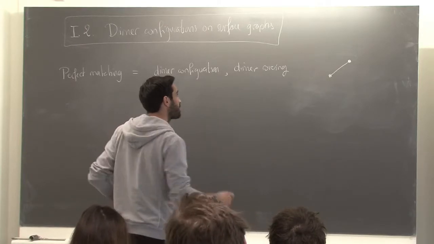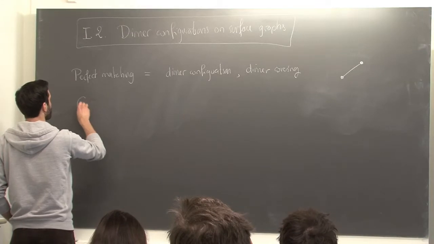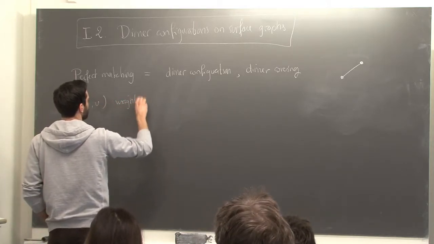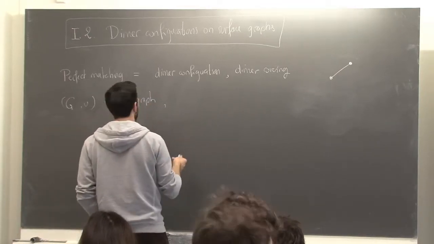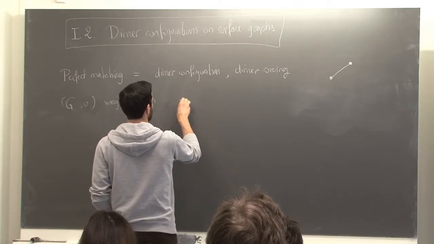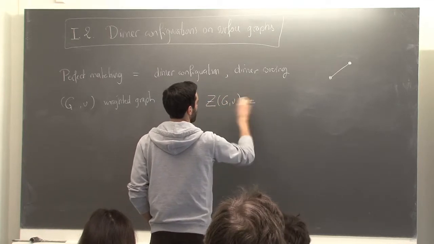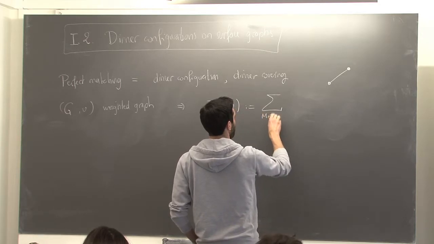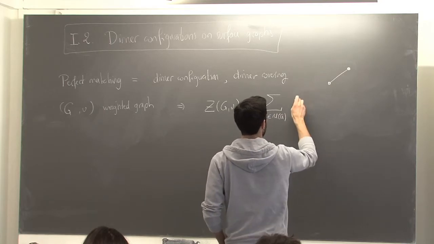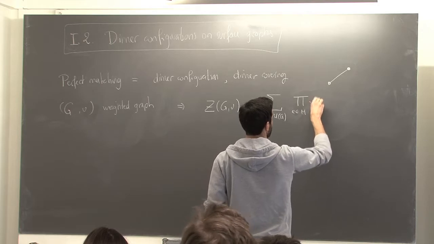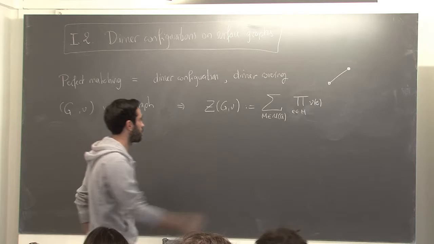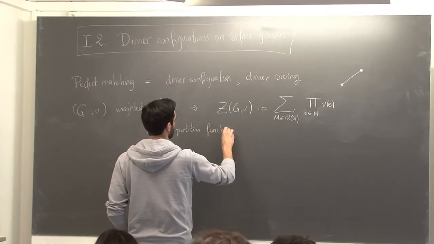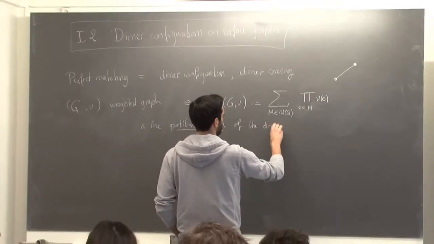And as I said in the introduction, if you have a weighted graph G, let's say G nu, a weighted graph, you can wonder about the computation. You can define the partition function for the Dimer model on the weighted graph G nu, which will be a sum over all Dimer configurations, or perfect matchings, of the graph, and this is the partition function of the Dimer model on this graph.